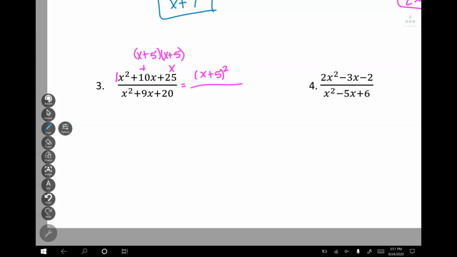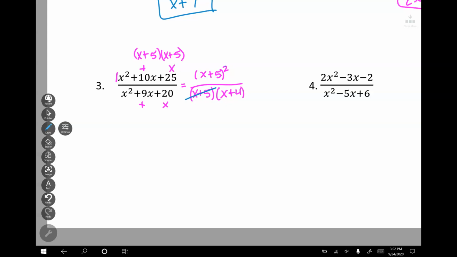Okay, in the denominator, two numbers that add to 9 and multiply to 20. That would be 4 and 5. So x plus 5 times x plus 4. Okay, so now I've got two factors in the numerator, x plus 5 times x plus 5. And then I've got x plus 5 and x plus 4 in the denominator. So since x plus 5 appears in the top and the bottom, I can cancel or divide out one x plus 5. But that's not going to cancel both x plus 5's in the numerator. That's just going to divide out one of them.